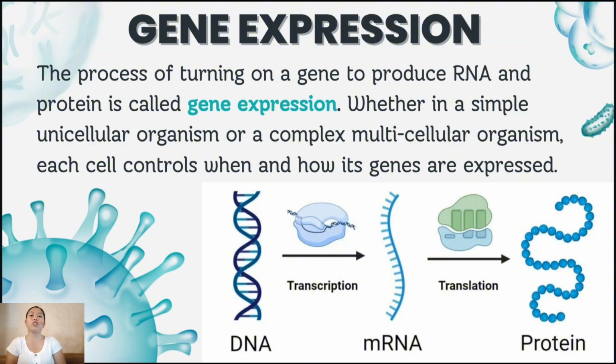For this to occur, there must be a mechanism to control when a gene is expressed to make mRNA and protein, how much protein is made, and when it is time to stop making that protein because it is no longer needed. Basically, gene expression serves as the flow of genetic information, from DNA, through transcription, to mRNA, and then through translation to protein.